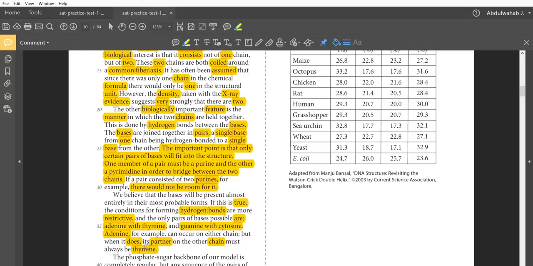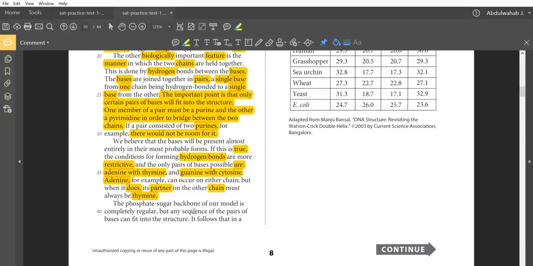So the phosphate sugar backbone, which is basically the base of the DNA of our model, is completely regular and repetitive, but any sequence of the pairs of bases can fit into the structure. Since this backbone is regular, the adenine and thymine or guanine and cytosine pairs could be in any kind of sequence, but you're going to find this pattern throughout the whole DNA.